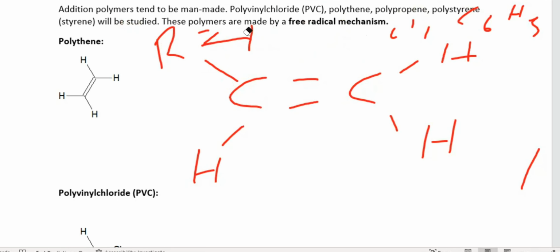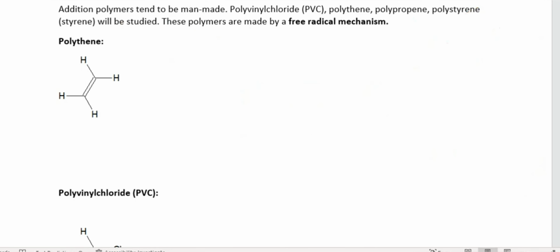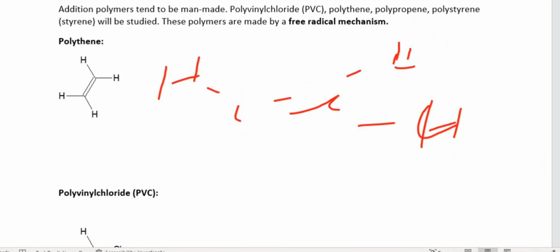Okay, so those are, and then finally, if R is C6H5, then that is styrene, and when it combines, you get polystyrene. Okay. So those are your monomers, and these are skeletal structures right here, of course. So this would be ethene, C double bond C, and this is an H. This is an H. That is your ethene, which is going to make polyethene.